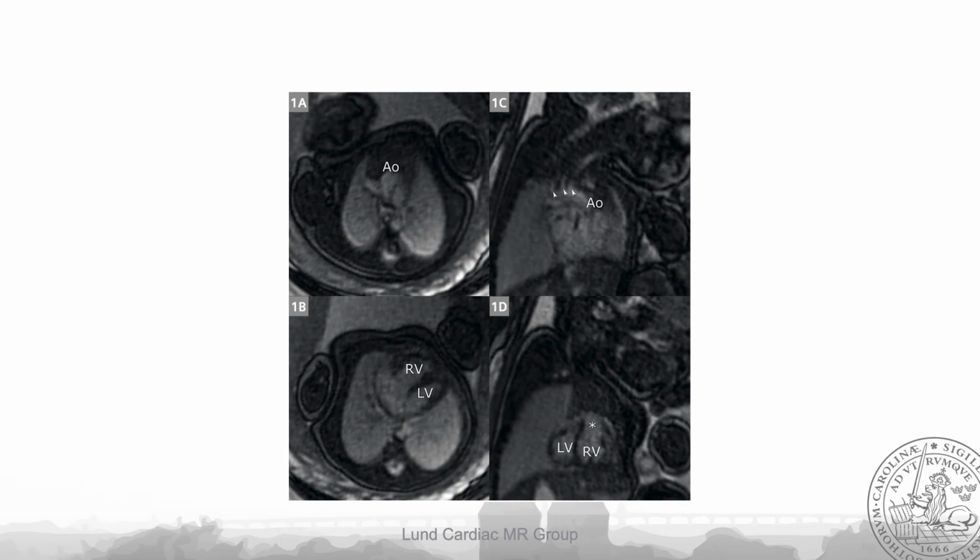No. Okay, so the top left image, I have the AO for the aorta. Top right image, we see the branches from the aortic arch. Bottom left image, we have the right and left ventricle. And then on the bottom right side, we have the left ventricle and the right ventricle marked, and also the outflow tract, in this case, of the transposition of the great arteries.